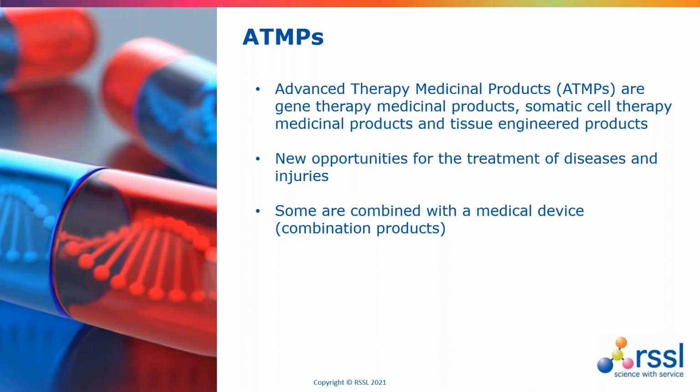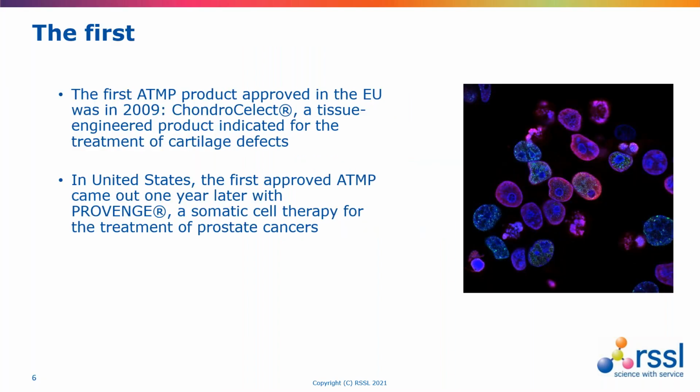So just a little bit of history. The first ATMP product approved in the European Union was back in 2009. And this was with the authorization of a product called ChondroSelect, which was a tissue engineered product. And it was developed for the treatment of cartilage defects.